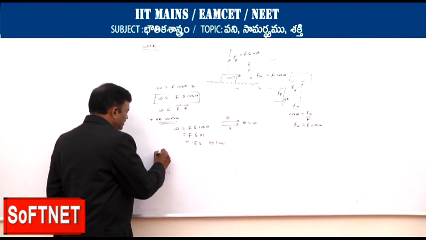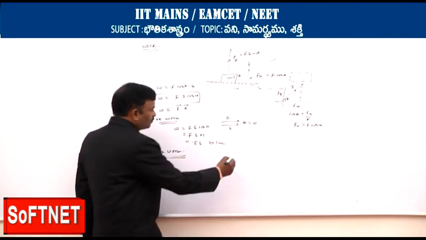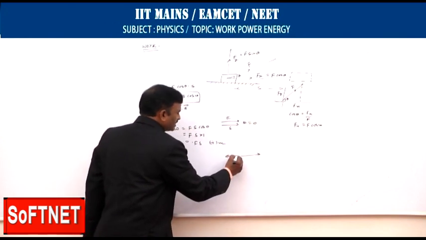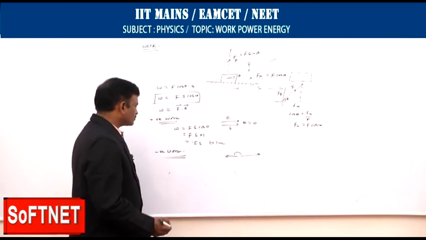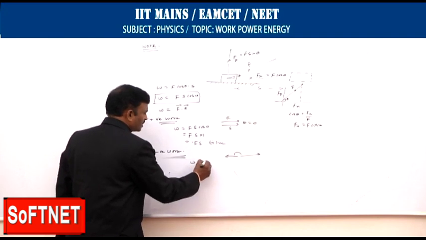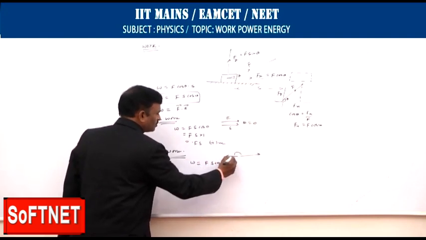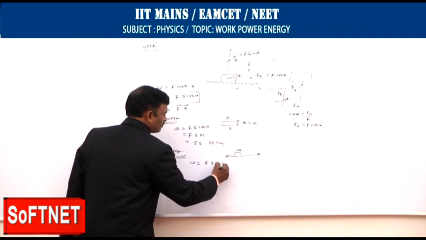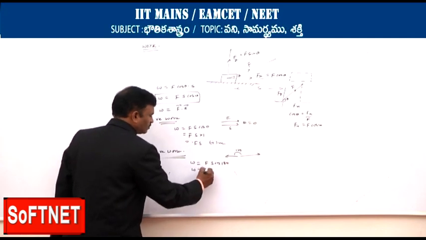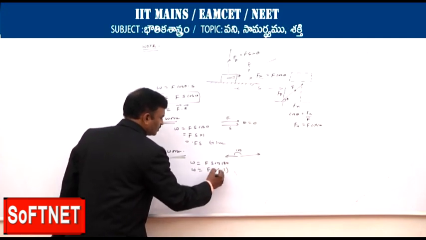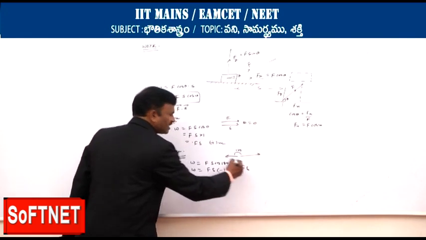Next one is negative work. What is negative work? If the force is applied in one direction and the body gets displaced in another direction, then the work is said to be negative. Work is equal to Fs cos 180. W is equal to Fs cos 180, which is minus 1. So that is the reason: minus Fs.